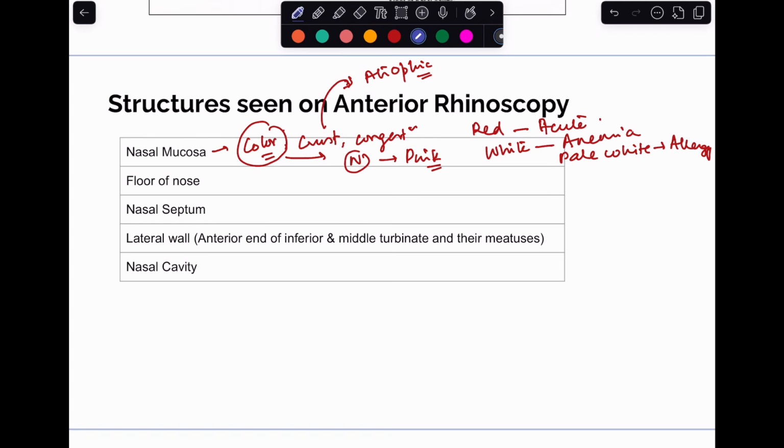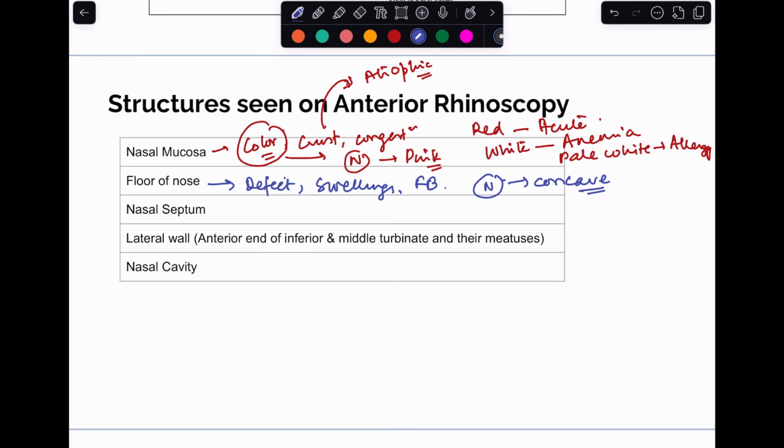Next, we'll look at the floor of the nose. What are the things that we are looking out for over here? We'll look at any defects that you're noticing, any kind of swellings, or oftentimes you'll find a foreign body in the floor of the nose. So first of all, let's try to understand what a normal floor looks like. A normal floor will look like a concave tunnel kind of a thing.